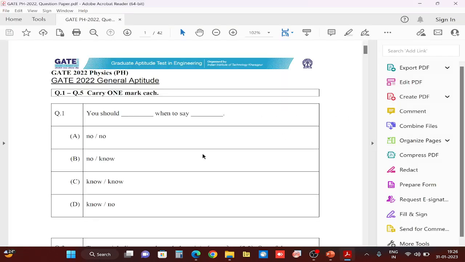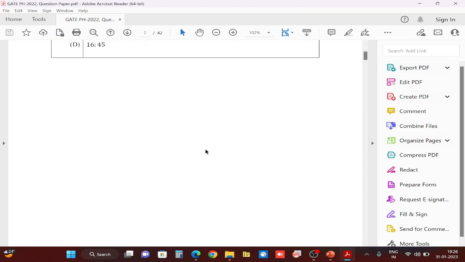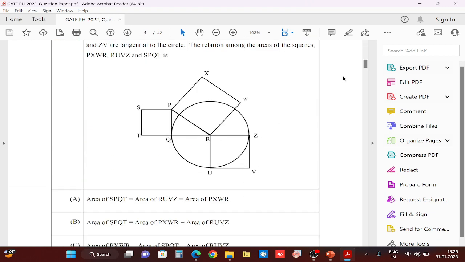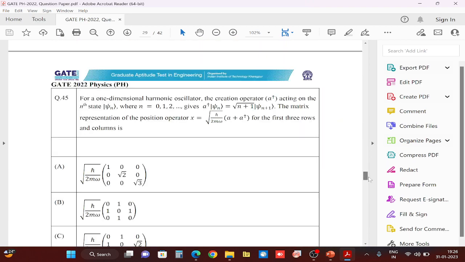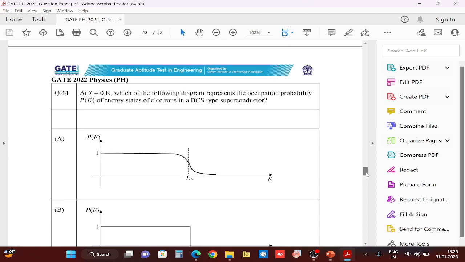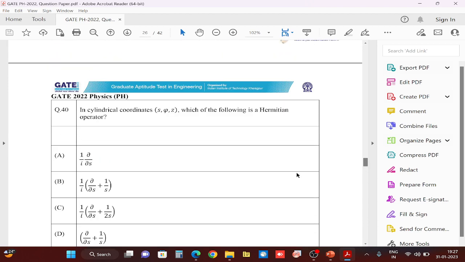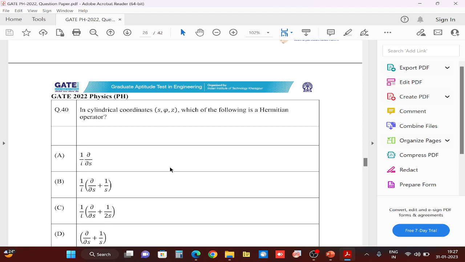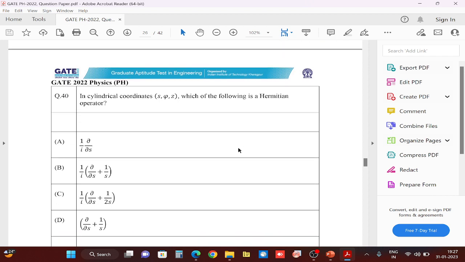Which number question are you talking about? 40. This is MCQ or NAT? MCQ, one option is correct. In cylindrical coordinates, that's the question: rho, phi, z, which of the following is a Hermitian operator? This is the question. Okay. Let me check. Here s is basically rho, or you can say r. So 1 by i.